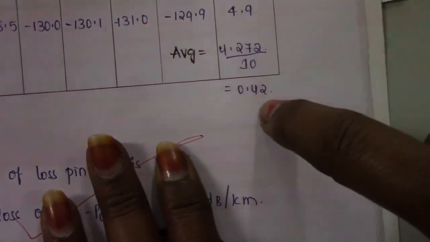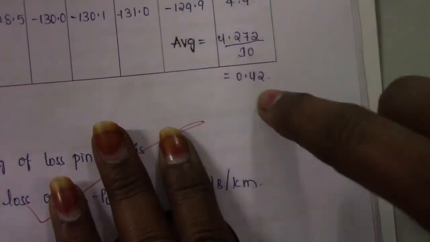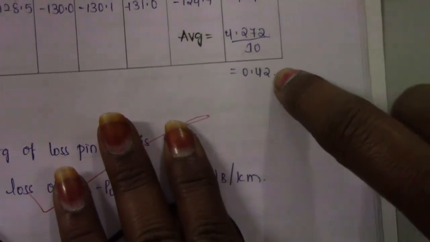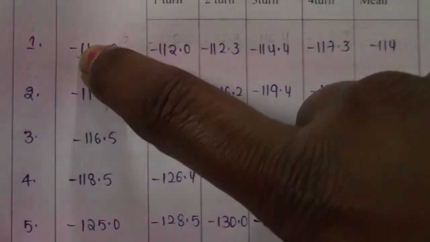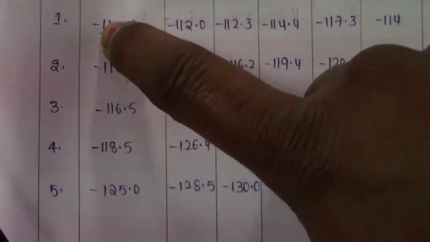So this is my average loss for my readings, 0.42. The units for measuring the losses are decibels per kilometer. And one more point: the minus sign indicates the loss representation. The minus sign represents the loss representation.